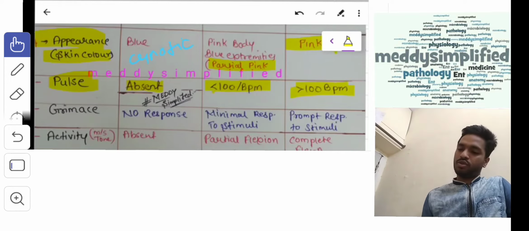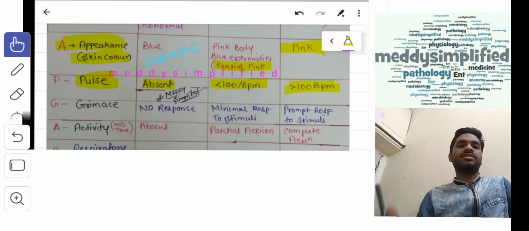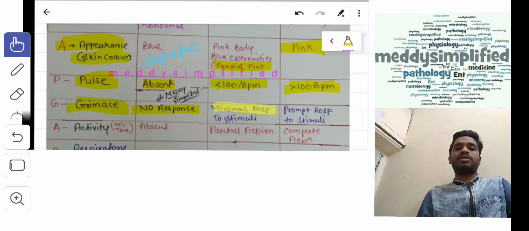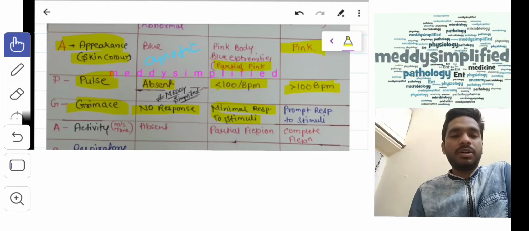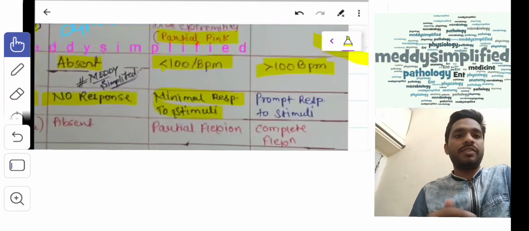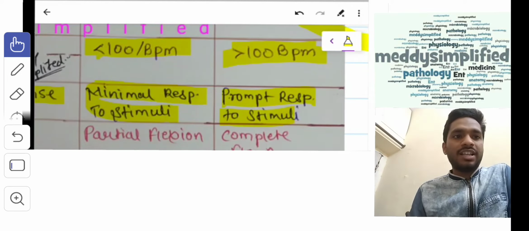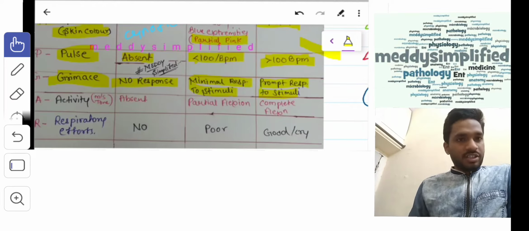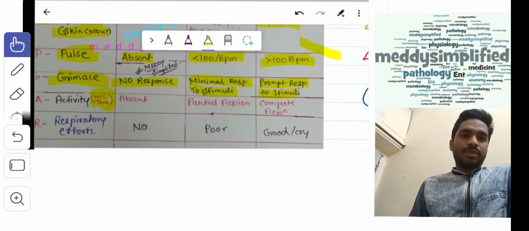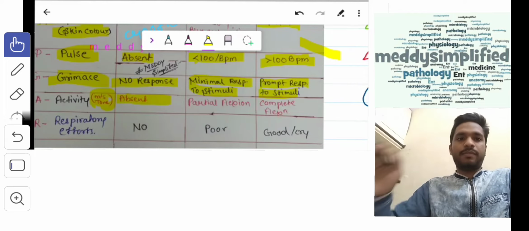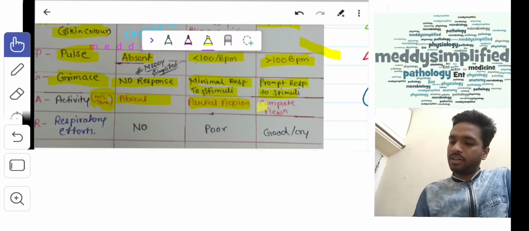Then next is grimace. What is grimace? It is a response or reflex to any stimuli. If the baby is giving no response, it's 0. If it is giving minimum response to stimuli, like a facial expression, we give 1. If it is giving a prompt response, that is a complete reflex, we give 2 points. Then we have activity, that is the muscle tone. If the muscle tone is completely absent, 0. If it is partial flexion, we give 1 point. If it is complete flexion, we give 2 points.